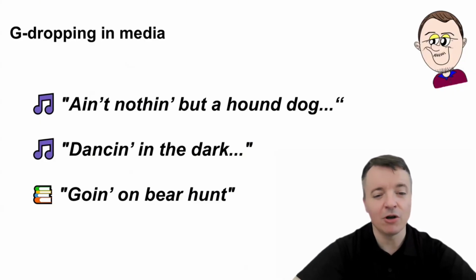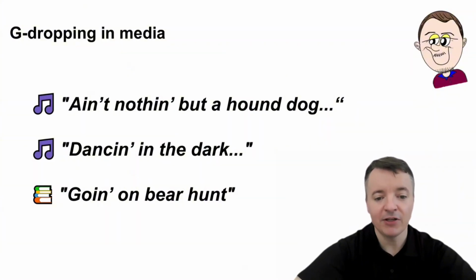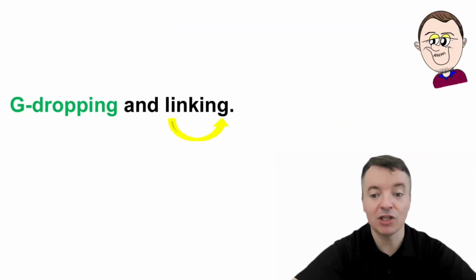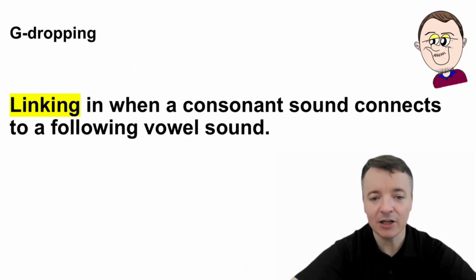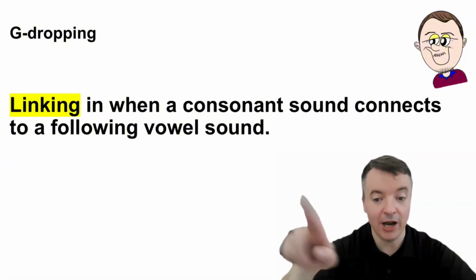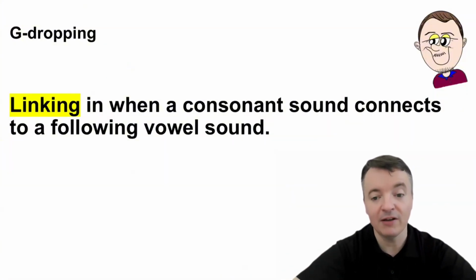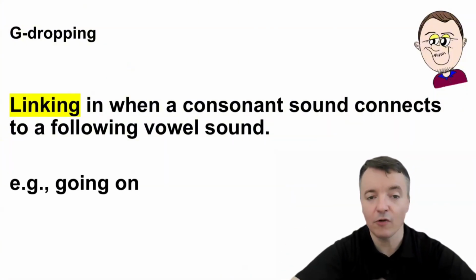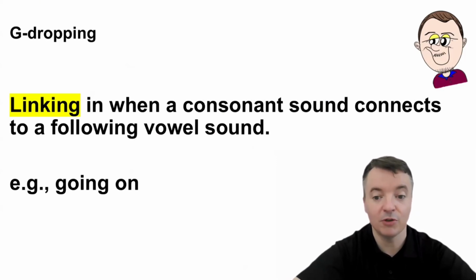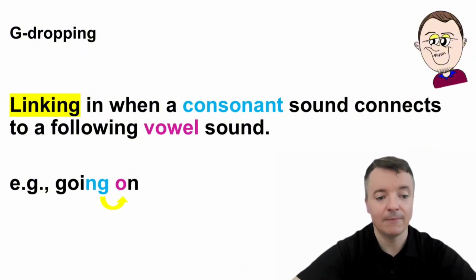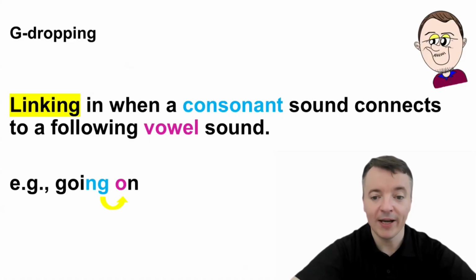So also maybe you noticed going on, dancing in. G dropping often goes together with linking. Linking is when a consonant sound connects to a following vowel sound. So for example, going ends with the "n" sound, which is a consonant. On starts with a vowel, o. So these link. Going on.